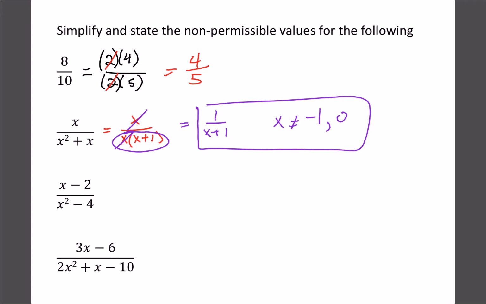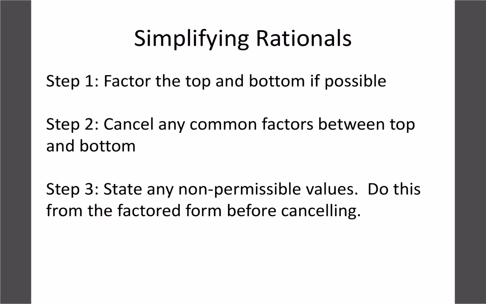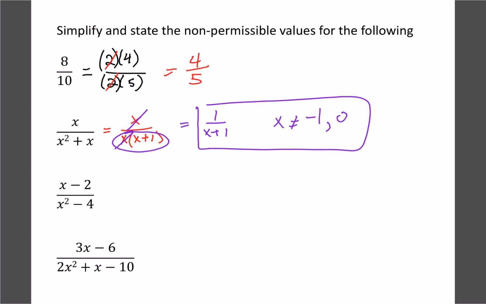So if I go back to the previous page, you can see where I have state non-permissible values. You want to do that from the factored form. You want to be able to figure those out where you factor. So before you cancel is actually a good time to do your non-permissibles. So let's try that with this next one.